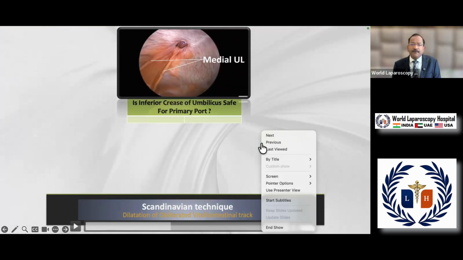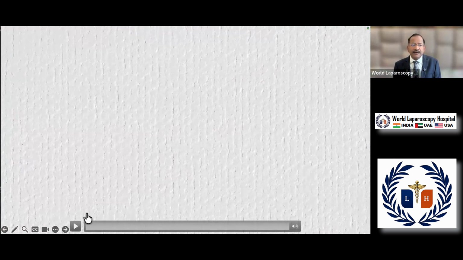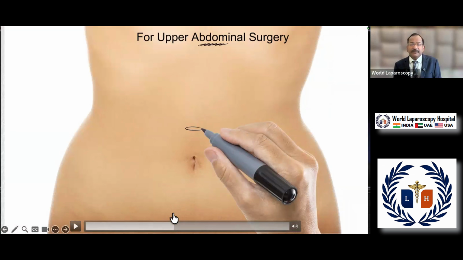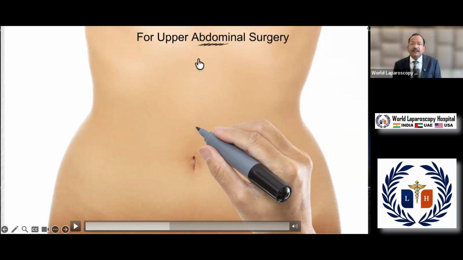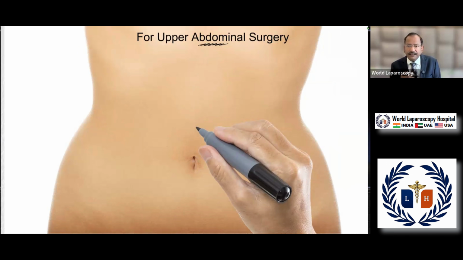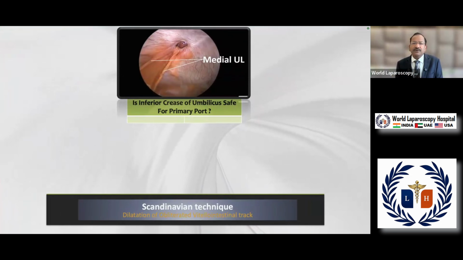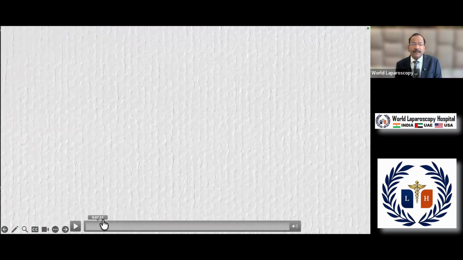Now, when you are performing the laparoscopy, then among these 6 sites, how to decide where I should put my port? Whenever you are doing any upper abdominal surgery, then you should use supraumbilical. What are the upper abdominal surgeries? Like suppose you want to do Heller's myotomy, hiatus hernia, fundoplication, sleeve gastrectomy, mini gastric bypass, RYGB. In all those cases, you have to use the supraumbilical port. Supraumbilical means above the umbilicus.